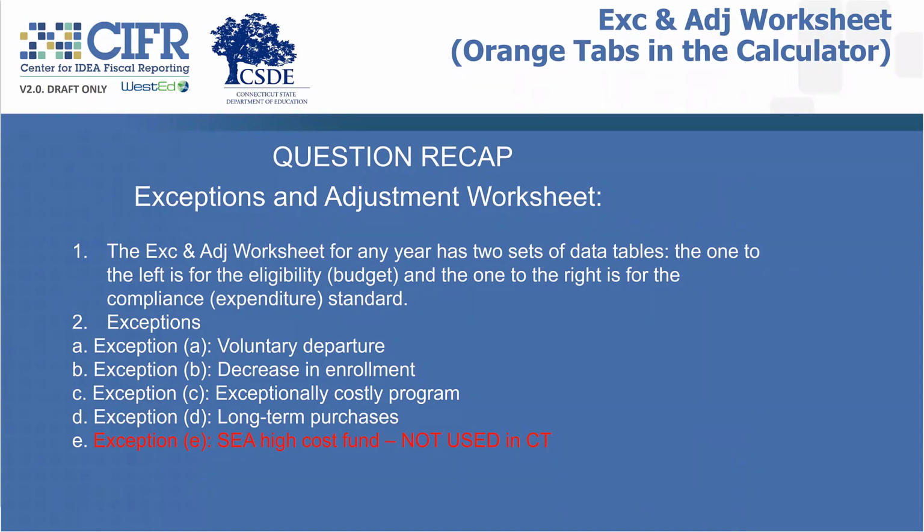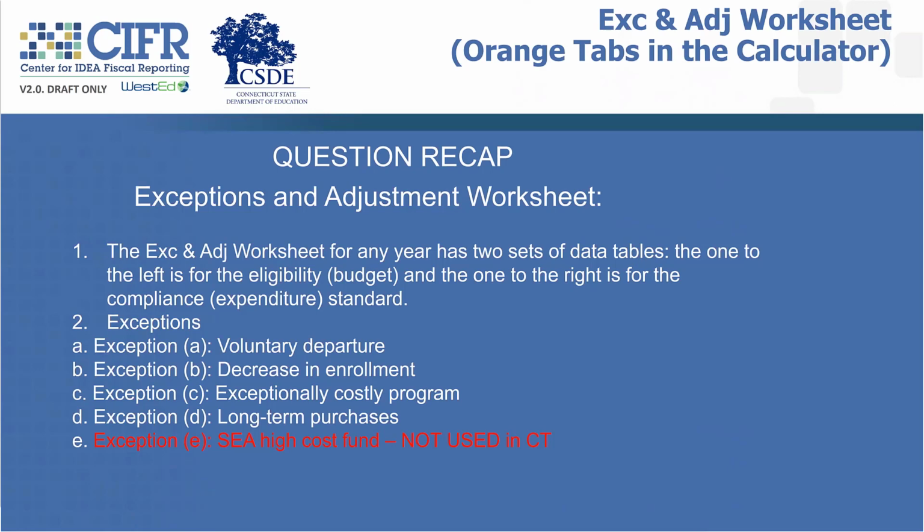Exceptions and adjustments worksheet. The exceptions and adjustment worksheet has two sets of data tables. The one on the left is for the eligibility standard for that year. Just like in your amounts tab, the budget eligibility elements are on the left. And the one to the right is for compliance, the expenditure standard, so that when things happen for that fiscal year in relationship to why you didn't expend the same, if not more, you explain it in your exceptions and adjustment page on the right-hand side.